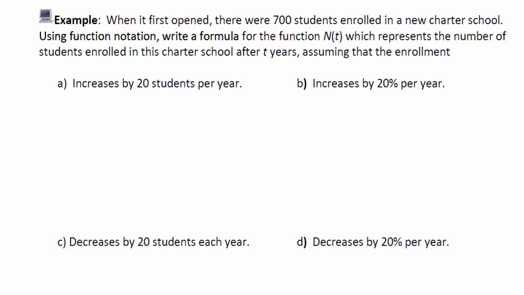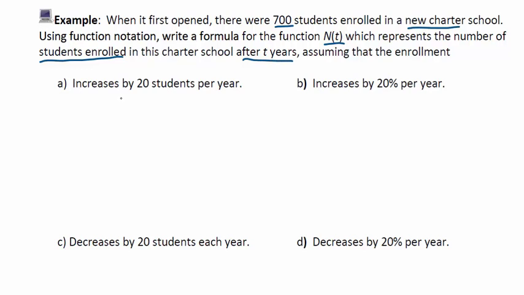This example will compare linear growth and decay and exponential growth and decay given 4 different scenarios. This example shows that a new charter school, when it first opened, had 700 students enrolled. Our job is to use function notation to write a formula for the function n of t, which represents the number of students enrolled in this charter school after t years.